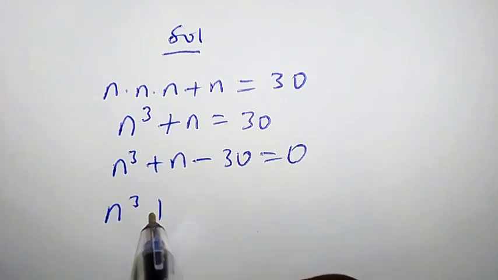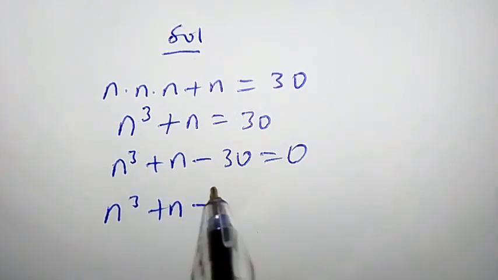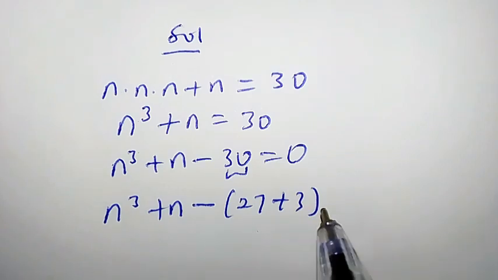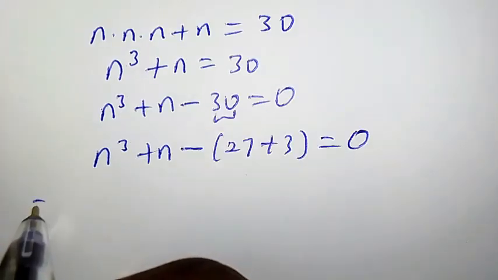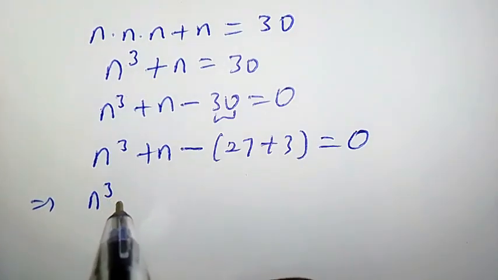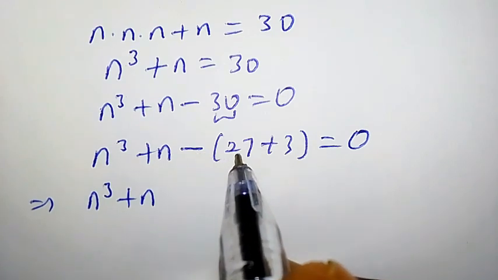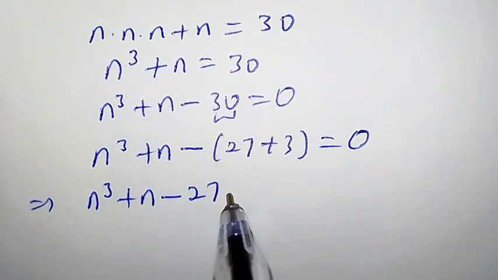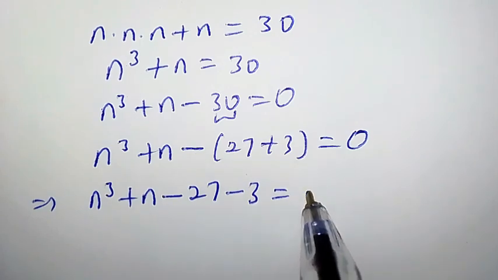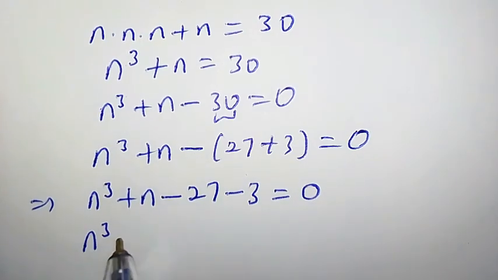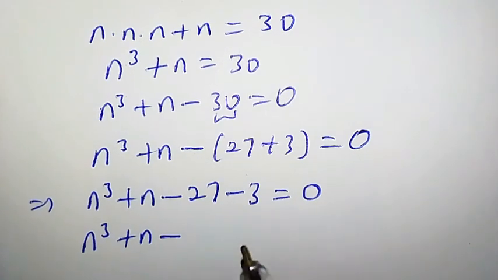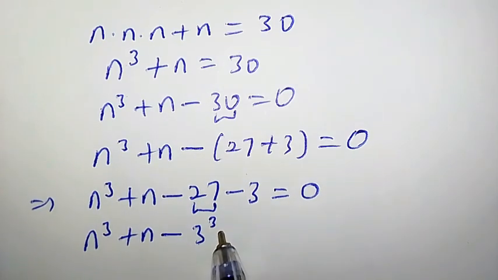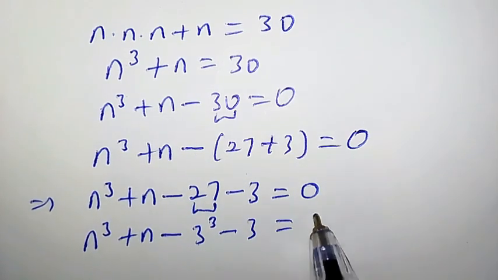n to the power of 3 plus n minus, we can rewrite 30 as 27 plus 3, equal to 0. This implies that n to the power of 3 plus n, minus times 27 is simply minus 27, minus times 3 is simply negative 3, equal to 0. n to the power of 3 plus n minus, we can write 27 as 3 to the power of 3, minus 3 equal to 0.